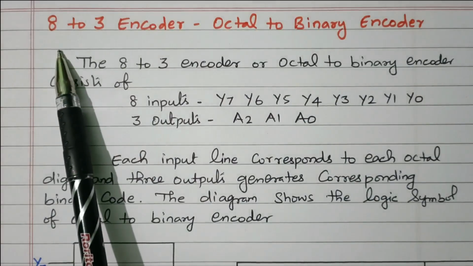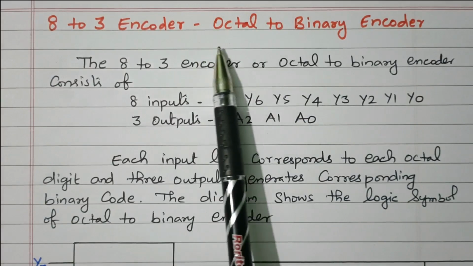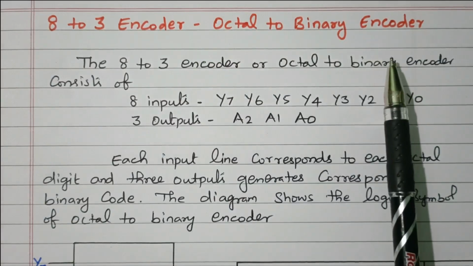In this video, we'll see the 8 to 3 encoder, also called octal to binary encoder.